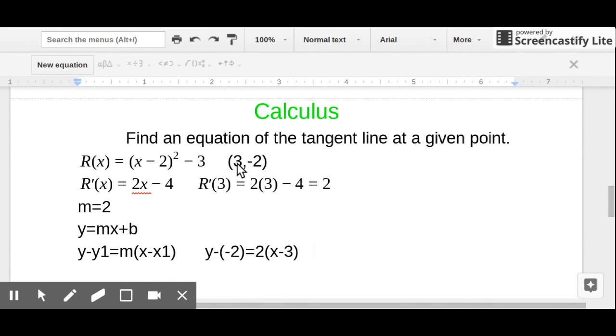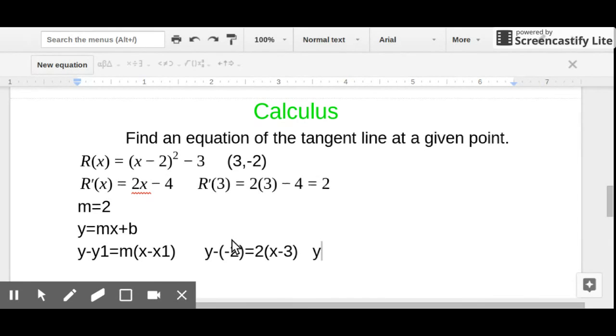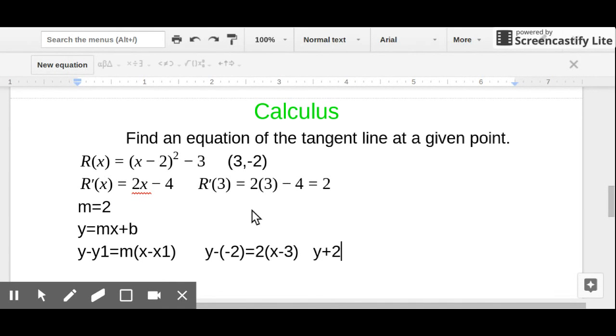And now what we're going to want to do here is simplify this thing down. So we want to solve for y. We've got a minus out here, a negative, so that's going to make that a positive 2. And I'm going to go ahead and distribute this 2 across here. So we have 2x minus, and the 2 times the minus 3 here is going to make that a minus 6. All right. And of course, what we'll want to do now is add 2 to both sides. Whoops. Scratch that. Subtract 2 from both sides.